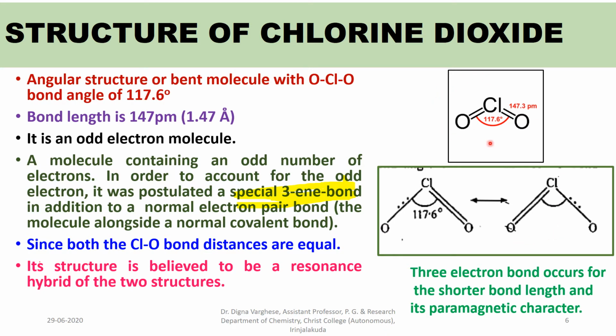Structure is angular, bond angle is 117.6 degrees and the bond length is 147 picometer, and because of the same bond length, the structure is believed to be a resonance hybrid of two structures, which is shown in the figure.